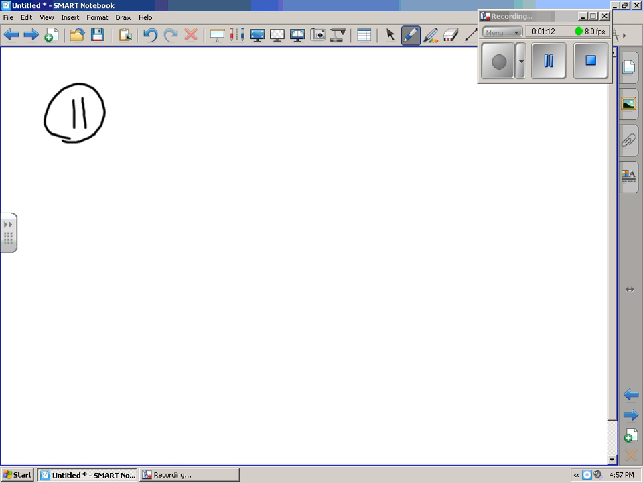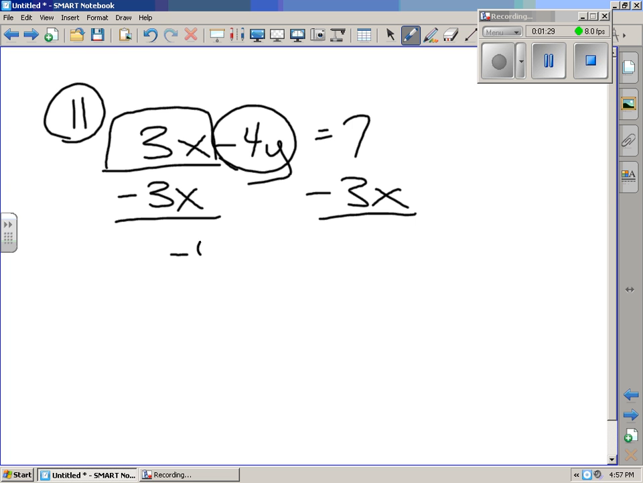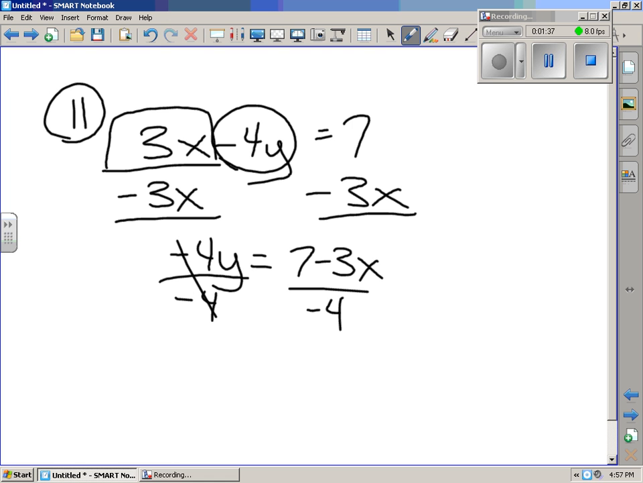In number 11, we're solving for y, and the problem is 3x minus 4y is equal to 7. So to get this alone, we need to get rid of the 3x on this side. To get rid of the 3x, we're going to use the inverse operation. So we subtract 3x. On the left side, we're left with negative 4y. On the right side, we have 7 minus 3x. Final step, divide each by a negative 4. So y is equal to 7 minus 3x divided by negative 4.